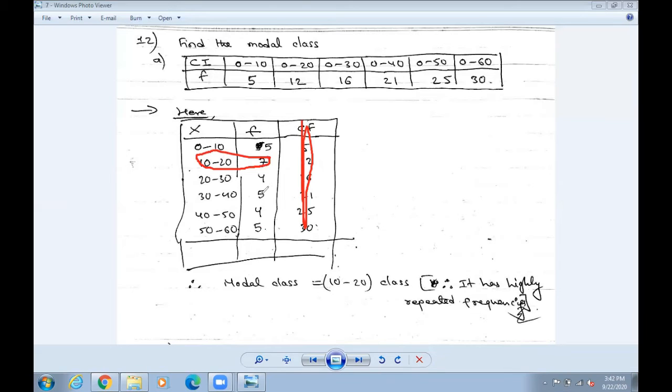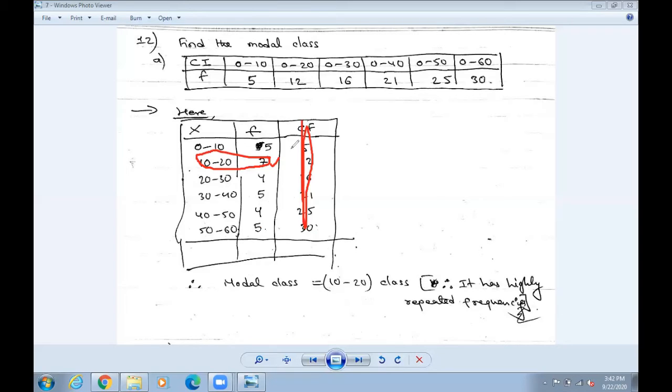Why 10 to 20? Because it has the highest repeated frequency. It is the largest, that's why this is our modal class. Is that okay or not? We got this with the help of subtracting.